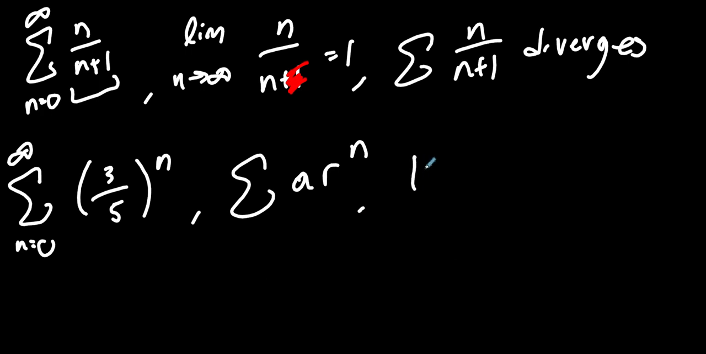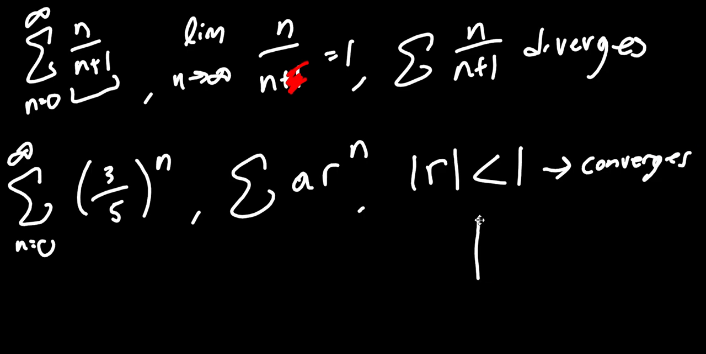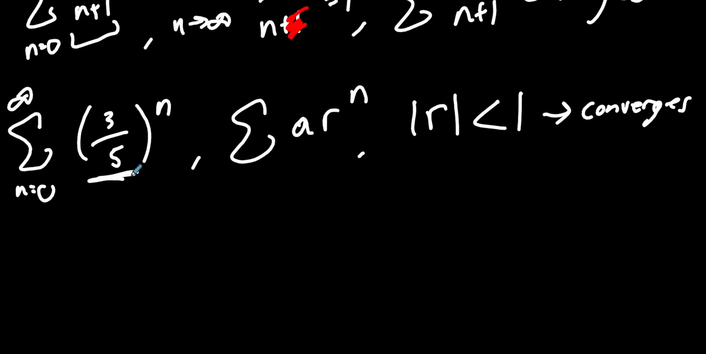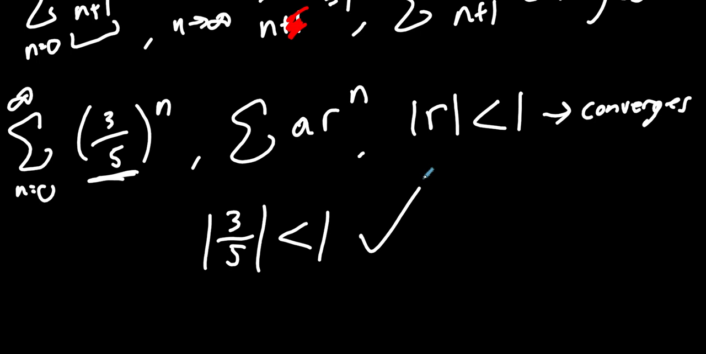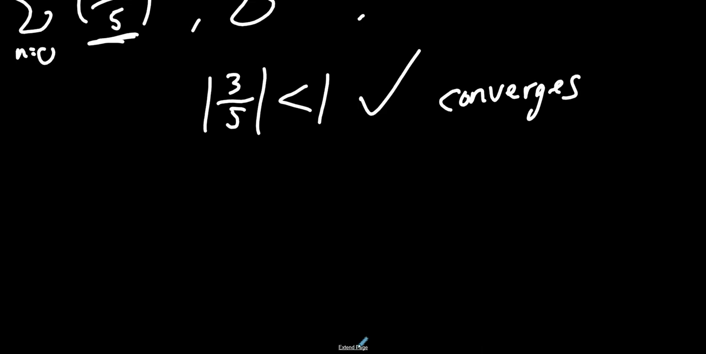So if the absolute value of r is less than 1, then that means that the series converges, and if not, then it diverges. So for this particular example, our r value, which is always the one inside right here, is 3/5. So the absolute value of 3/5, is that less than 1? Yes, it is. So that means that the series does in fact converge. So series converges. So we now have that information.